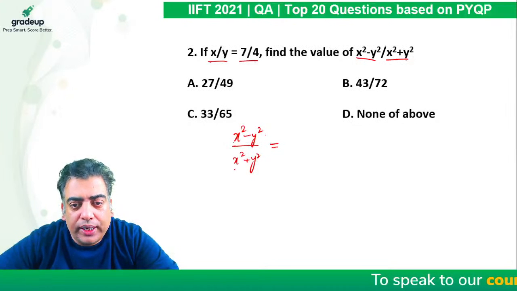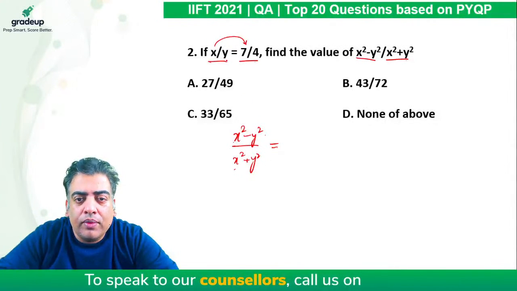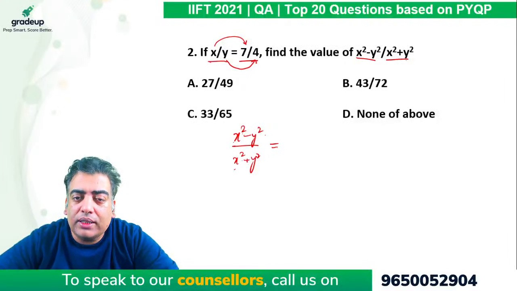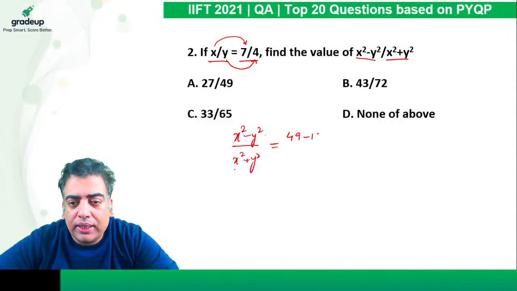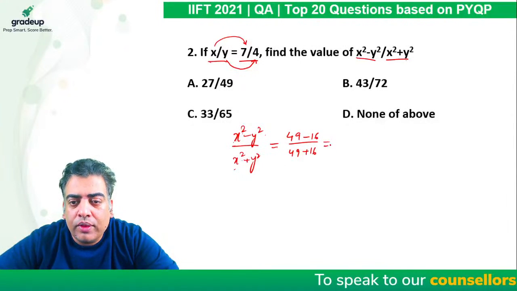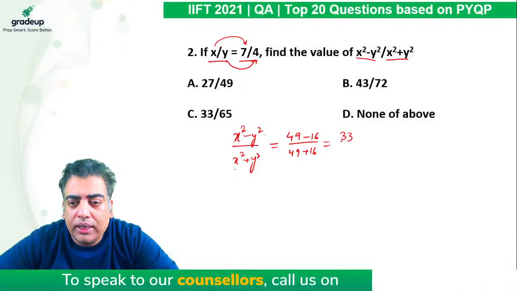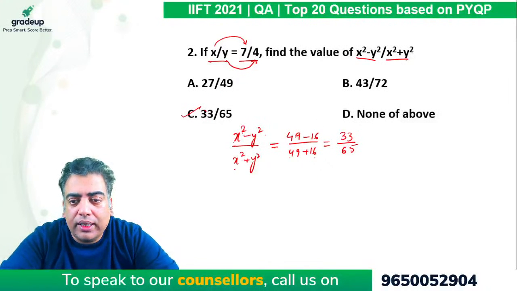That is one way of doing it. Or you can straightway substitute the value of x as 7 and the value of y as 4, because the degree of x and y in the numerator and denominator is same. So 7 square is 49 and 4 square is 16. So they are the only values we need to solve. So in the numerator, difference of these two comes out to be 33, and in the denominator, sum comes out to be 65. So the correct answer option will be C.